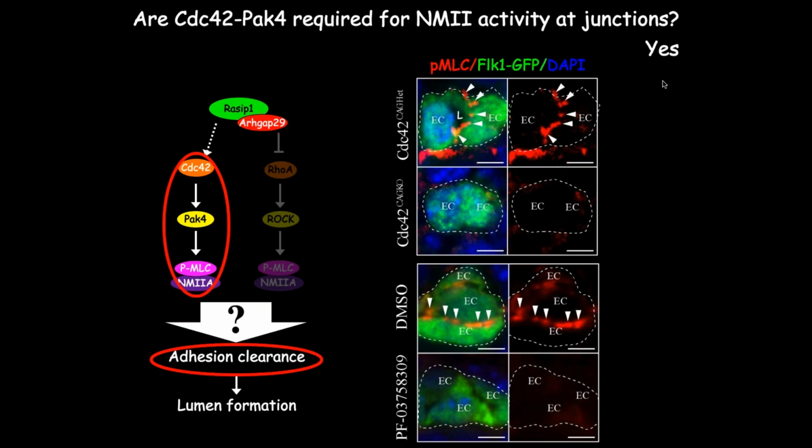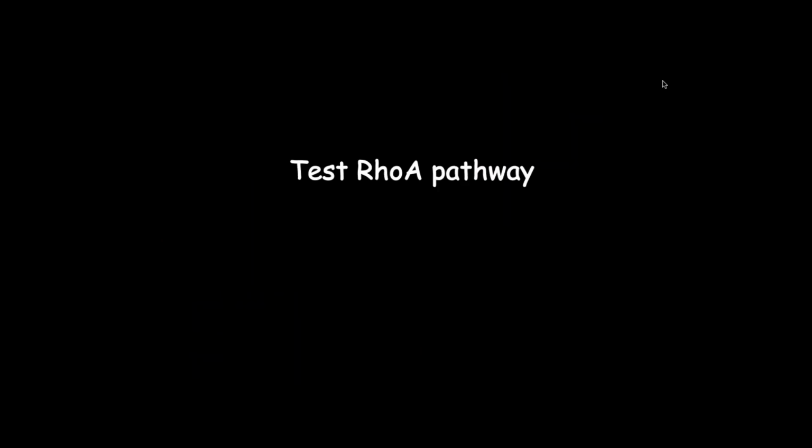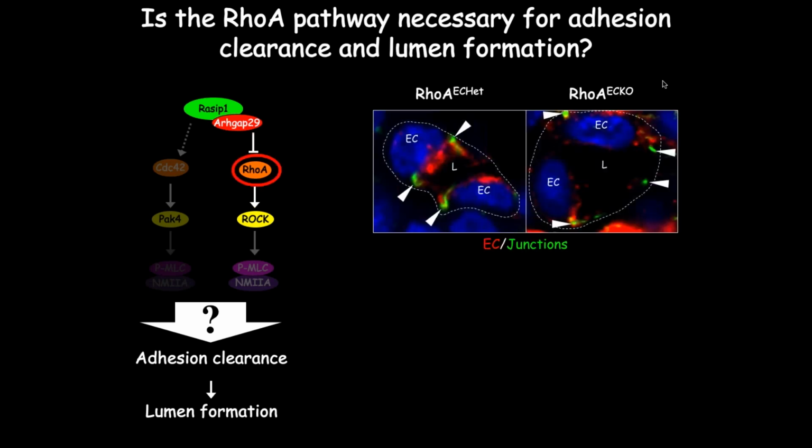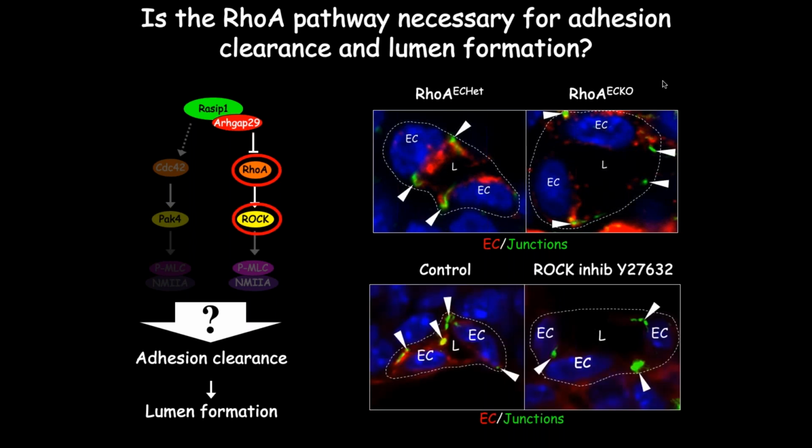Then we wanted to go to the other side and ask about Rho. Is the Rho pathway important? In his system, he said it's not important at all. If you knock it out in vitro, you never see a phenotype. So we decided to do that in the same way with either genetic or pharmacological treatments. When he knocked out Rho, what he found was that it wasn't important at all for adhesion clearance, but it was important for something, because the lumens were really huge after removal of RhoA. And it was the same thing when we used a ROCK inhibitor: lumens were really large.